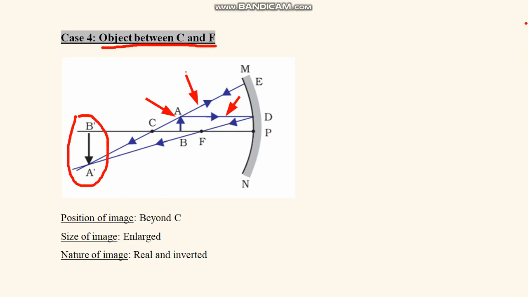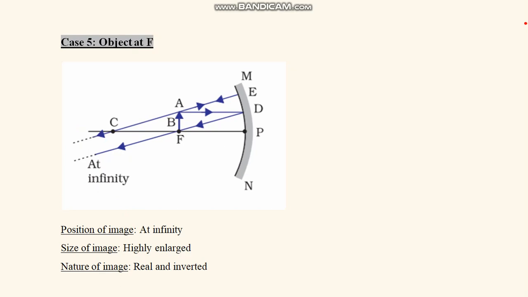So we see that in this case the image is formed beyond C, image is enlarged, that is larger in size, and the image is still real and inverted. The fifth case is when the object is kept at the focus F. Here AB is the object which is kept at F.